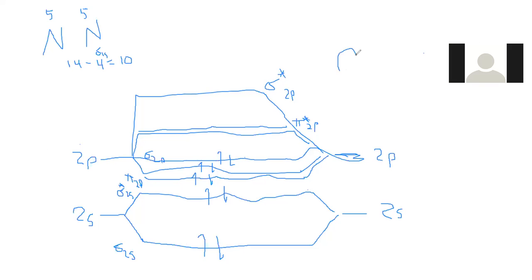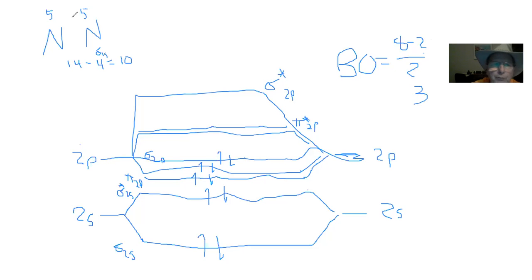Yeah. Now, what I'm going to do is I'm going to count my bond order. In this case, these 2 are bonding, these 2 are bonding, these 2 are bonding, and these 2 are bonding. So I've got 8 bonding minus 2 from this point right here, anti-bonding, divided by 2. This gives me a bond order of 3, which means I have a triple bond. Does that make sense to you? Yeah. Okay.